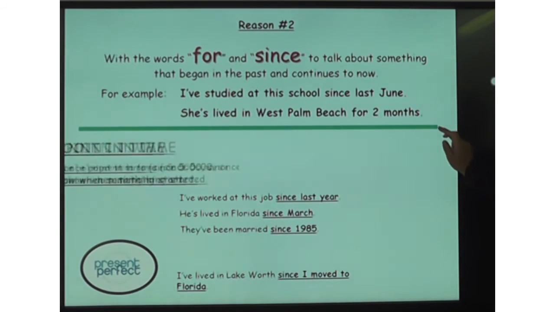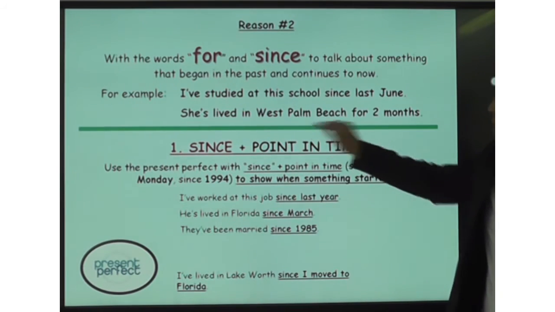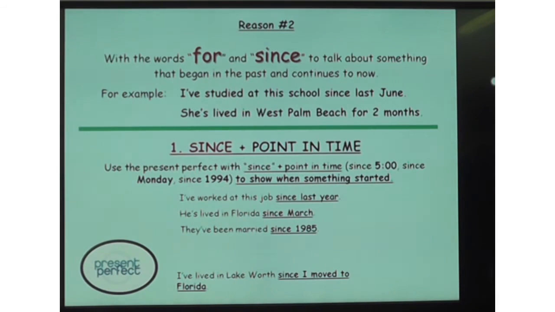Reason 2. With the words for and since, we talk about something that began in the past and continues to now. For example, I've studied at the school since last June, and she's lived in West Palm Beach for 2 months. Since plus point in time.